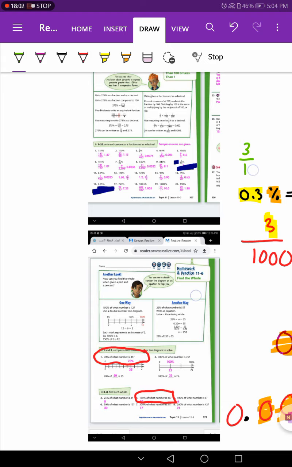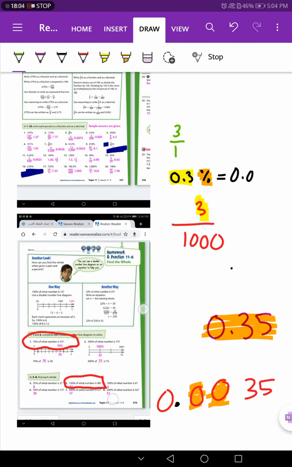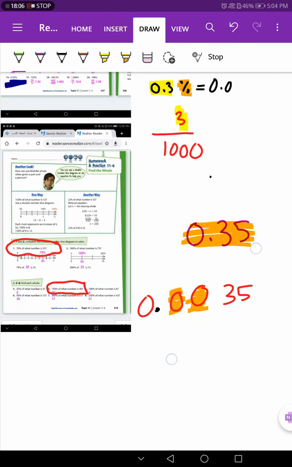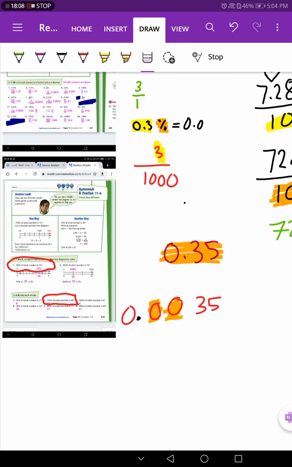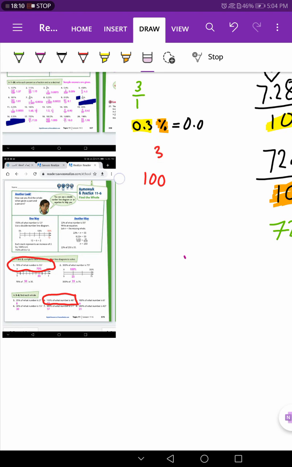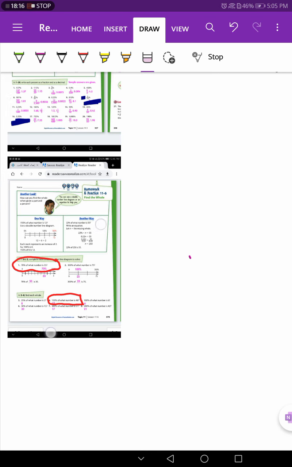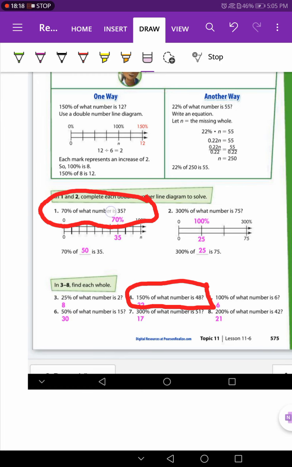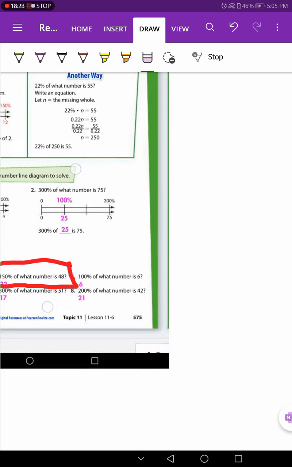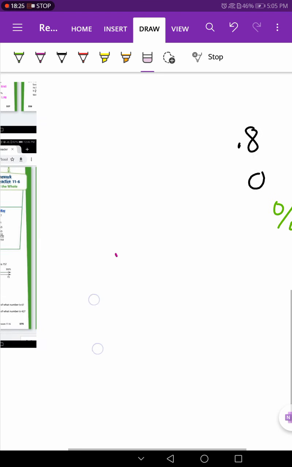Okay. This is about the percent. 11-6. We will use the number line. No, I will not use it in my test, so I will not teach it here. So here we find the whole, yes? Complete each. Find the whole. Okay, remember that.